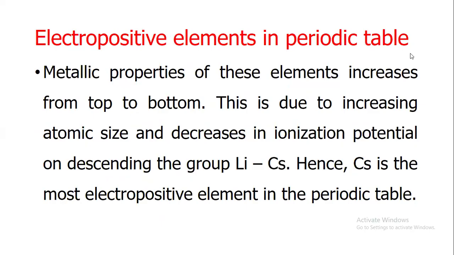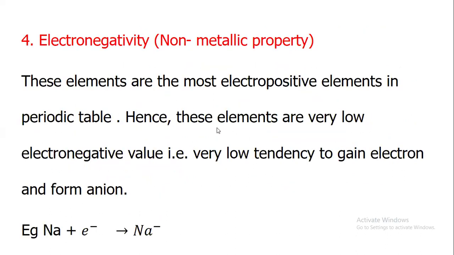Metallic properties of these elements increase from top to bottom in the periodic table. This is due to increasing atomic size and decreasing ionization potential on descending the group from lithium to cesium. Cesium is the most electropositive element in the periodic table. Electronegativity, a non-metallic property: since these elements are the most electropositive, they have very low electronegativity, that is, a very low tendency to gain an electron and form an ion.